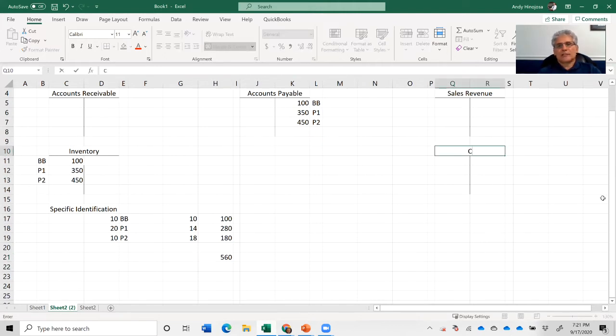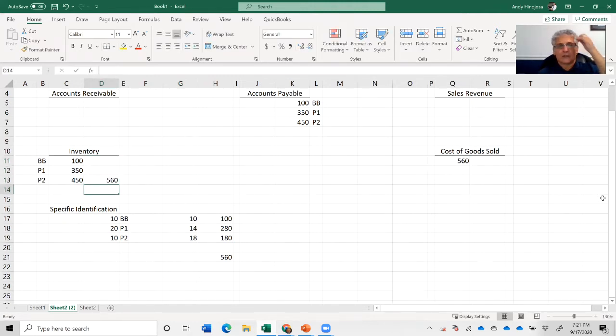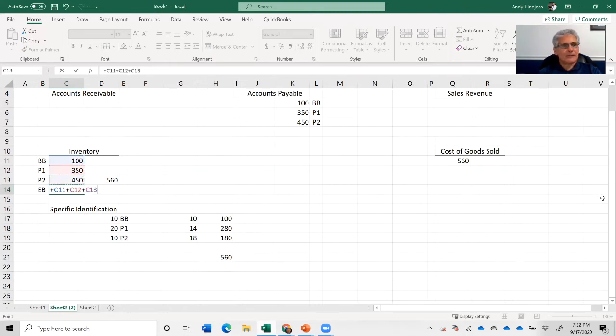So what are we going to do? We're going to debit cost of goods sold for $560, and we're going to credit inventory for $560. Now, using specific identification, what that's going to leave us with is a balance of $340.